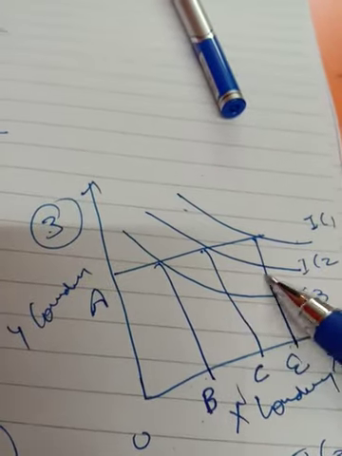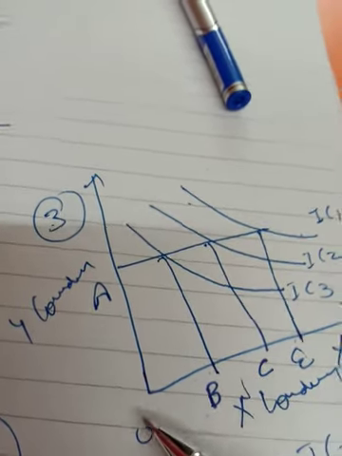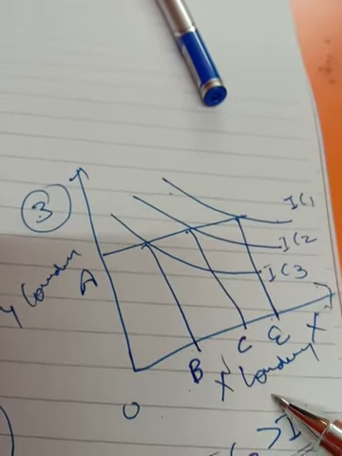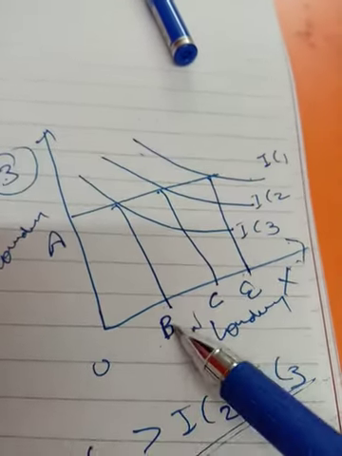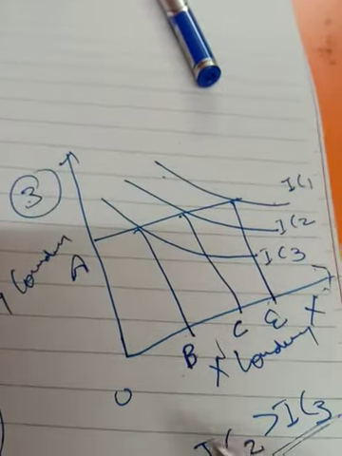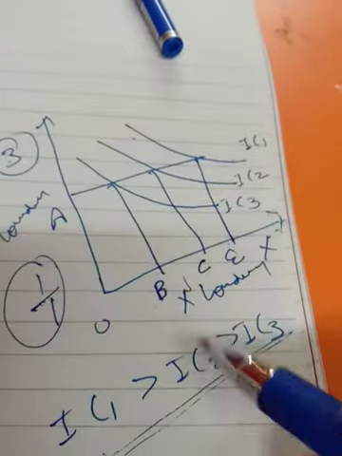So it proves that a higher indifference curve gives a higher level of satisfaction. After that IC2, which has OC quantity, and after that IC3, which has OB quantity of X commodity. So in this way you have to explain and connect your explanation with the diagram. If you are not able to connect your explanation with the diagram, suppose the diagram is of 1 mark, then you will get 1 mark here.